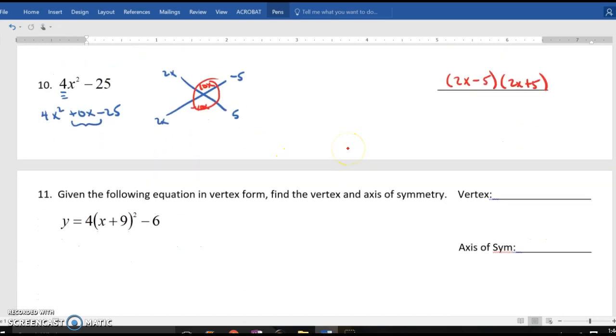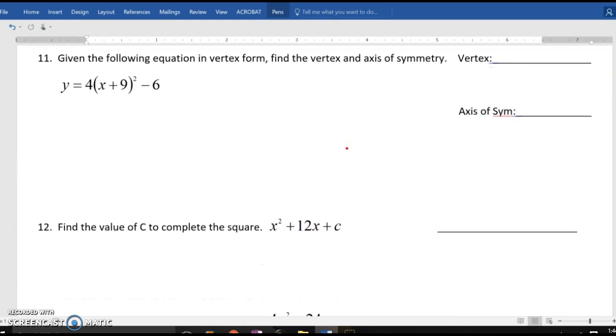Now, on the back side, okay, this is a review. Remember the vertex is always at (h, k), but we always think the opposite of h. So in this case, here's h, here's k. What's the opposite of positive 9? Negative 9, and k is negative 6, and that is the vertex.